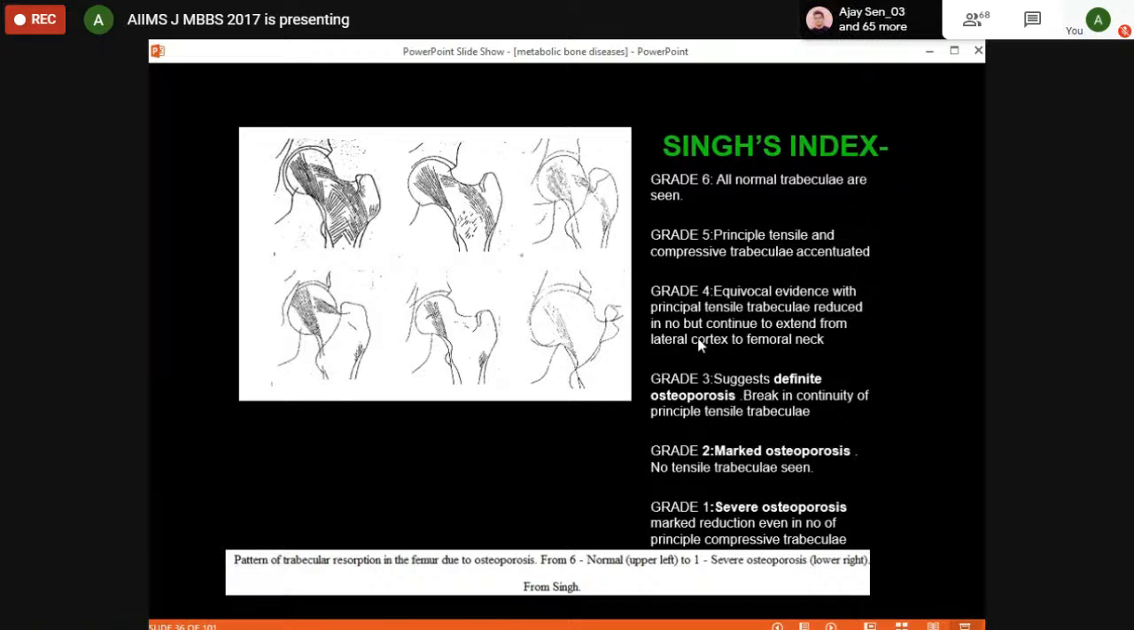In grade 4, there is equivocal evidence with principal tensile trabeculae reduced. In grade 3, definitive osteoporosis, there is a break in continuity of the principal tensile trabeculae. Here you can see the tensile trabeculae, which are broken. In grade 2, marked osteoporosis, you cannot see any tensile trabeculae, only compressive trabeculae. This is the second picture from the left side in the second row. In grade 1, severe osteoporosis, there is marked reduction even in the number of principal compressive trabeculae. So there are no tensile trabeculae and very few compressive trabeculae.